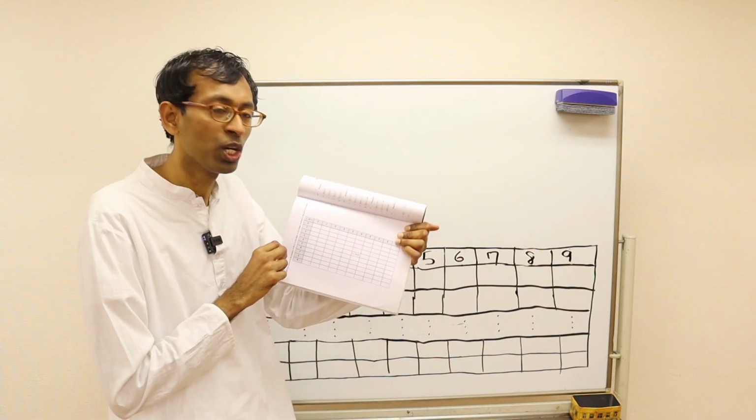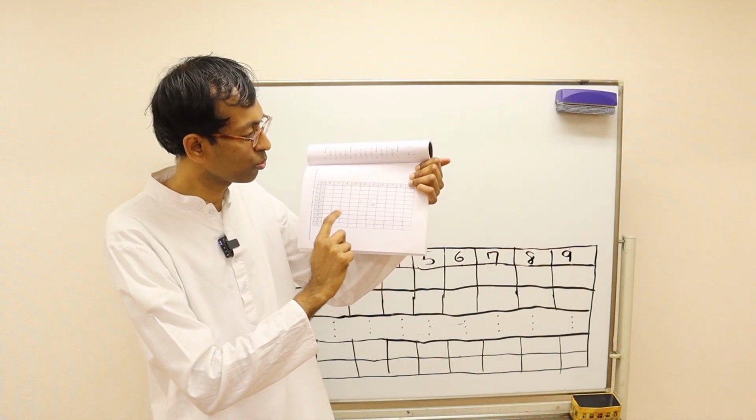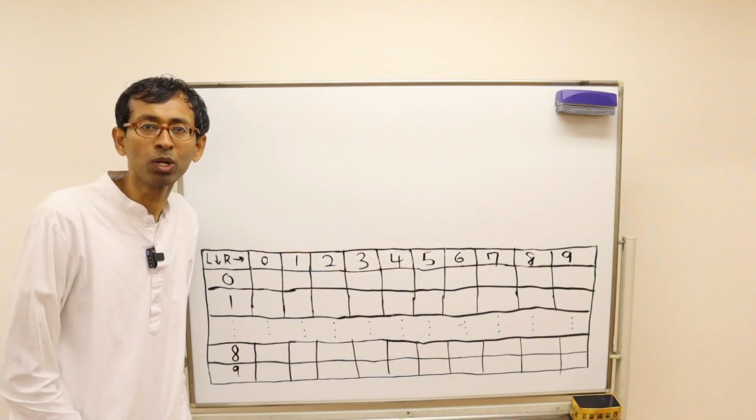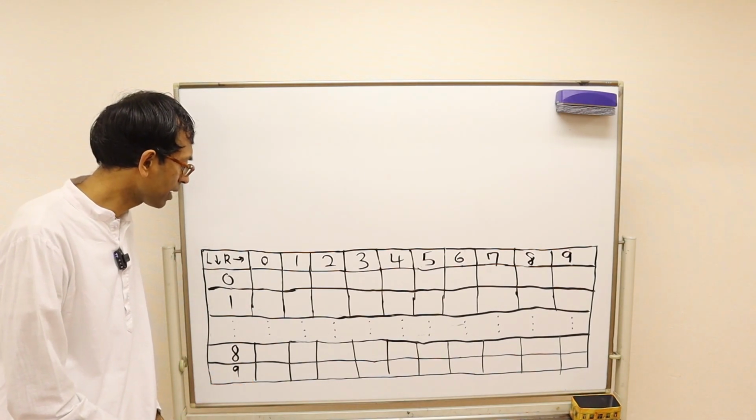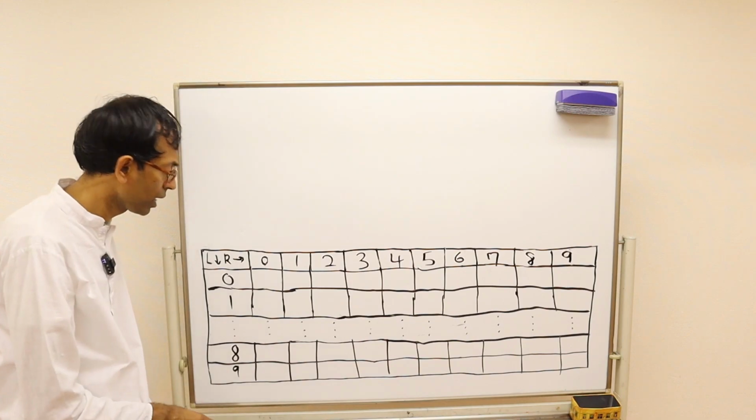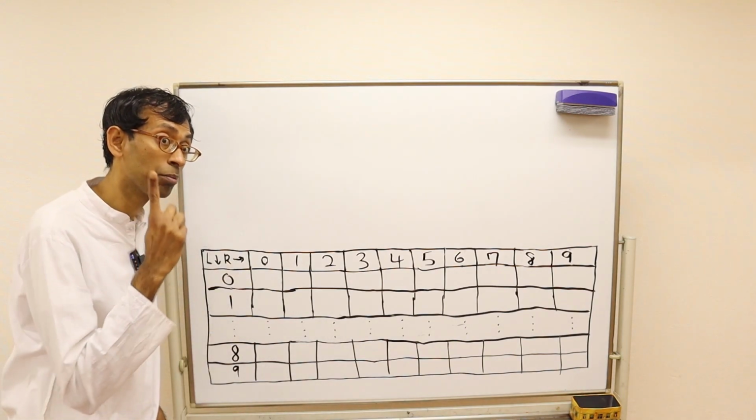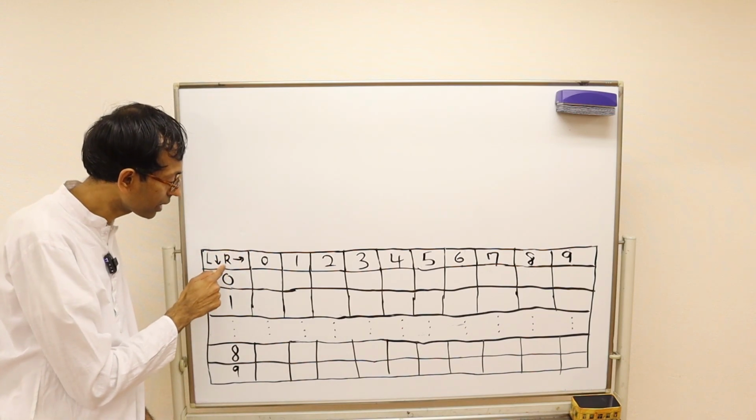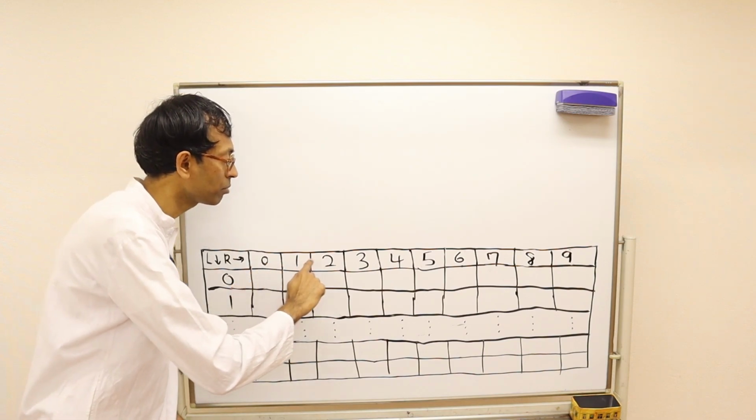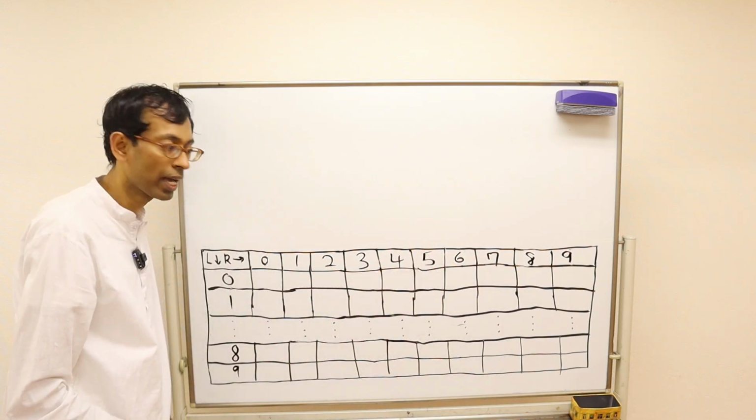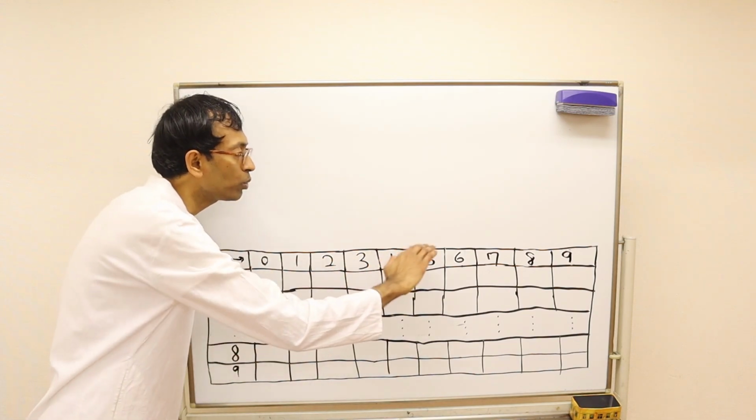So here you will see a table of numbers from 0 to 99. We wrote the table here on the whiteboard also. You can see there are some cells. We will be filling the squares of 2-digit numbers. For a 2-digit number, the first digit, that is the left digit, is taken from this column and the right digit is taken from this row. This is your tens digit and this is your units digit.